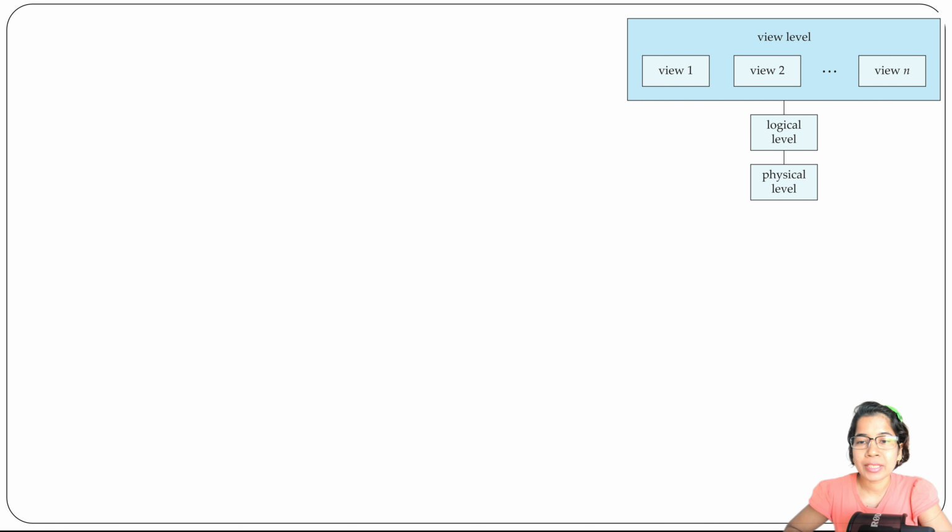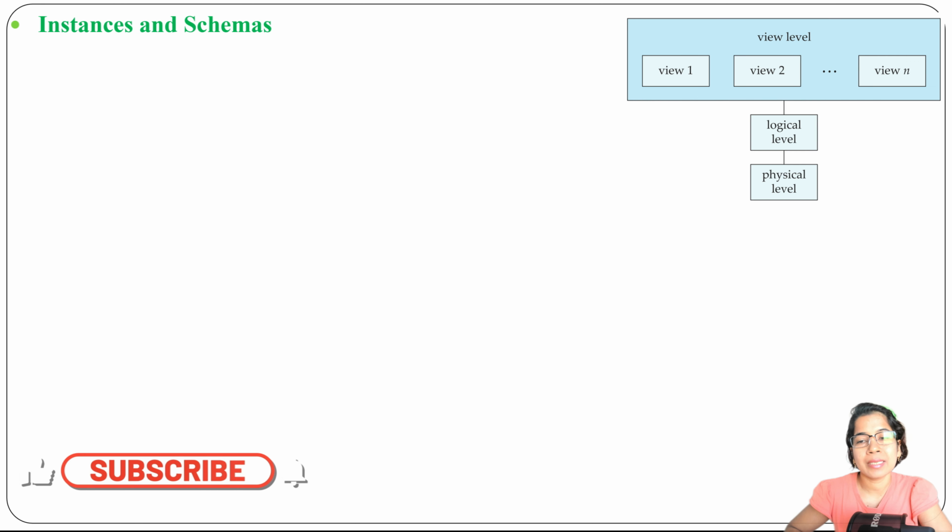In today's lecture, I discussed the syllabus with introduction to database, like what is data, what is record, what is database, what is DBMS, and data abstraction. In next lecture, I will discuss instances and schema.